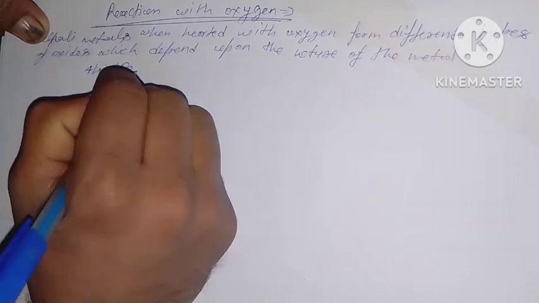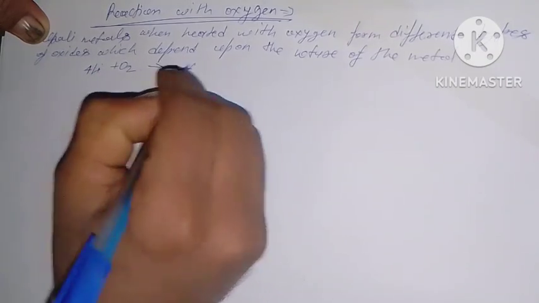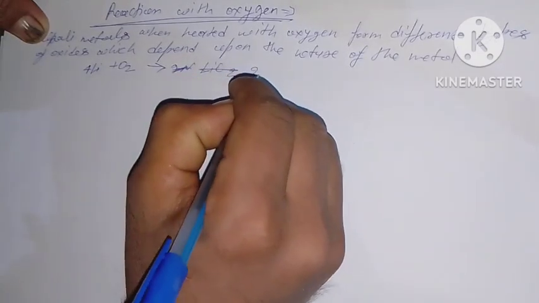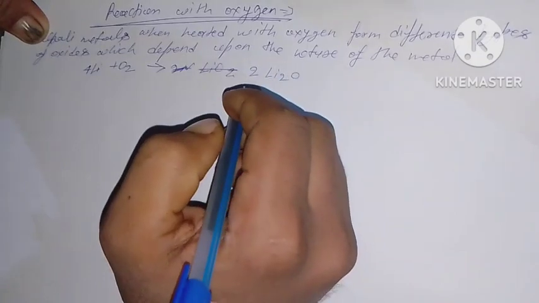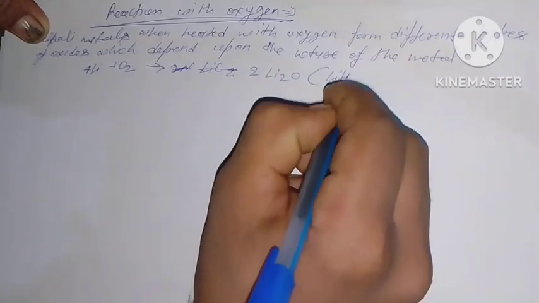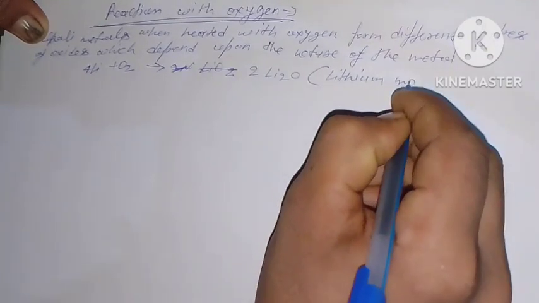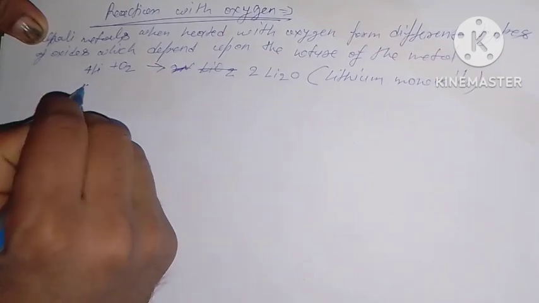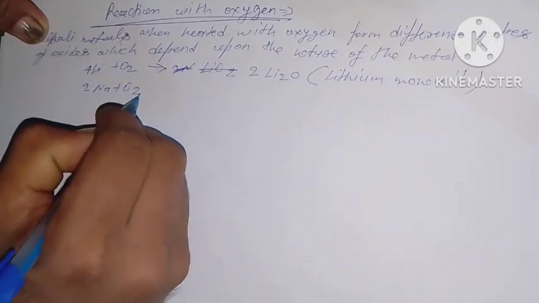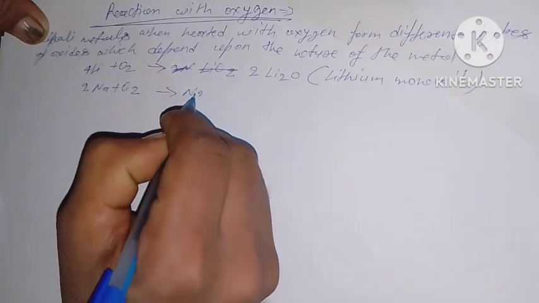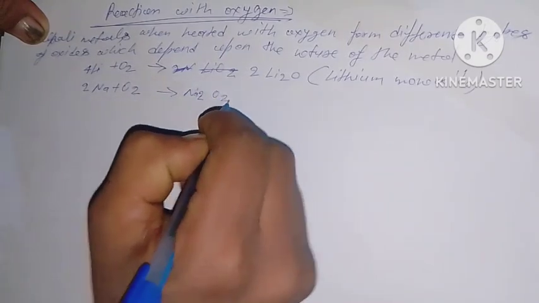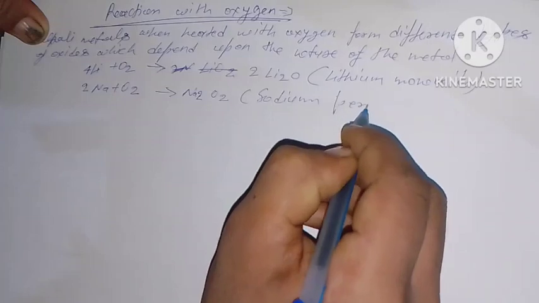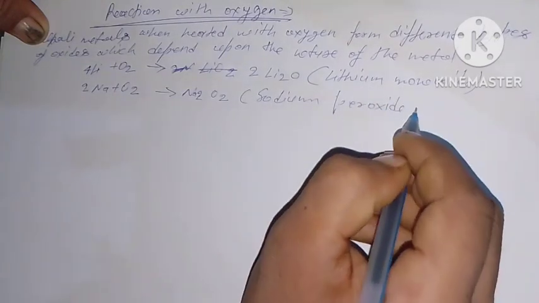4Li plus O2 gives 2Li2O, okay, lithium monoxide. And 2Na plus O2 gives Na2O2, that is sodium peroxide, okay.